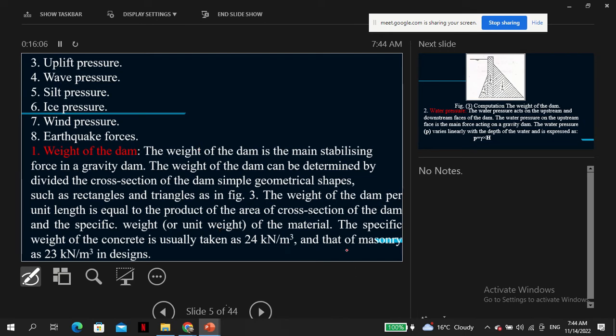So the specific weight of concrete is usually taken as 24, and that of masonry as 23.